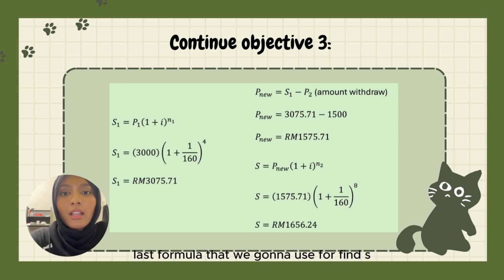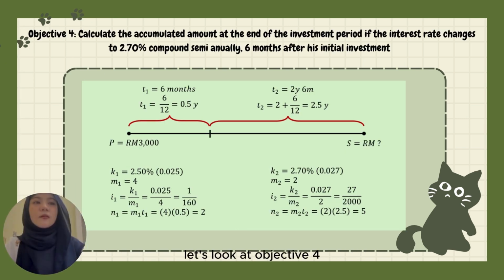And we got P new equal to 1,575.71. The last formula that we are going to use to find S is S equal to P new open bracket 1 plus I close bracket to the power of N2. So, S equal to open bracket 1,575.71 close bracket open bracket 1 plus 1 over 160 close bracket to the power of 8. And the amount of S is S equal to RM1,656.24.